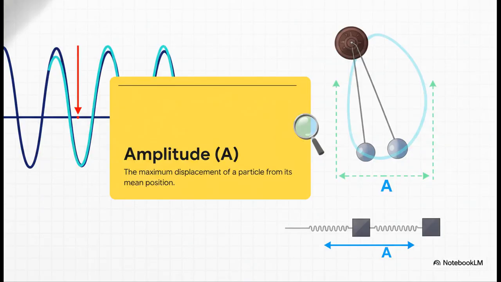First term up, amplitude. Super simple. You see how high the peaks of that wave are? That's the amplitude. In the real world, it's just how far the object gets from its center resting point. So for a swing, it's how high you go. For a spring, it's how far you stretch it. It's basically the size or the intensity of the oscillation.